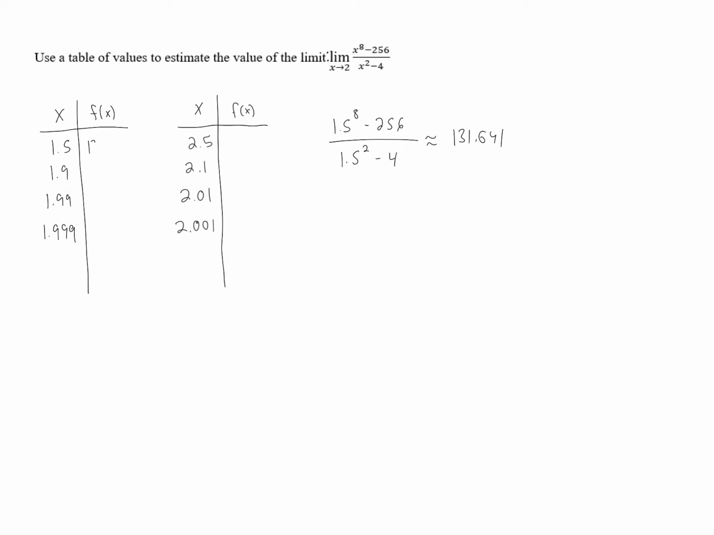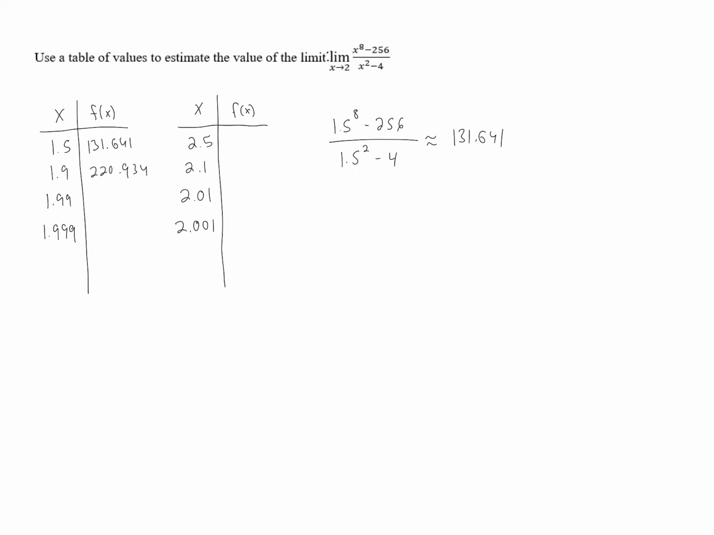I get 131.641 here. So I will put that in my table of values. And then next up, we want to evaluate this at 1.9. And again, if you have a calculator where you can enter it all in one go, you can just go back in and replace the 1.5s with 1.9s. And when I do that, I get 220.934.